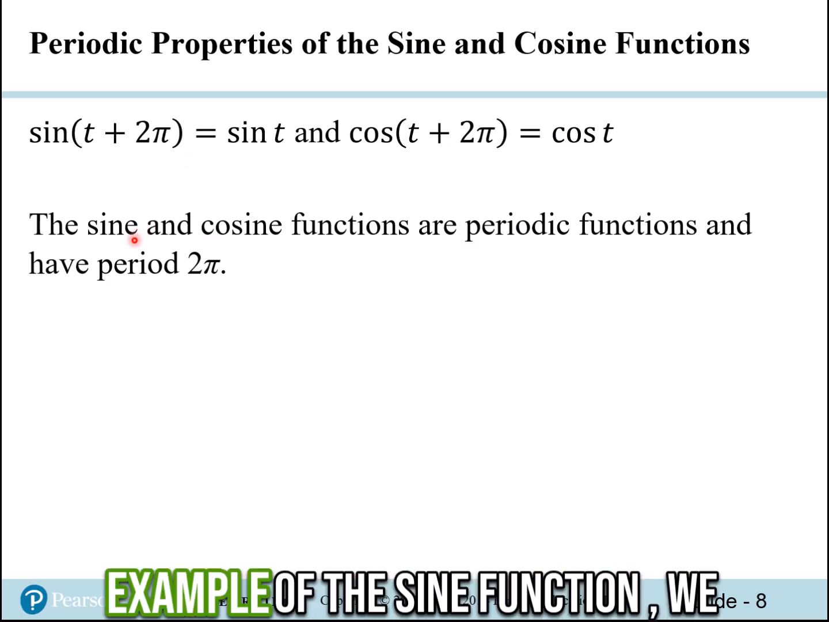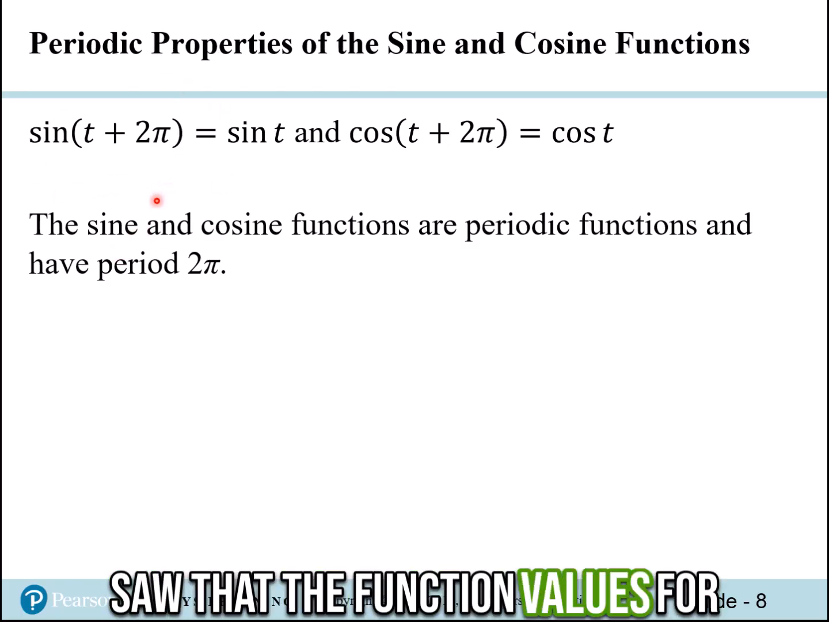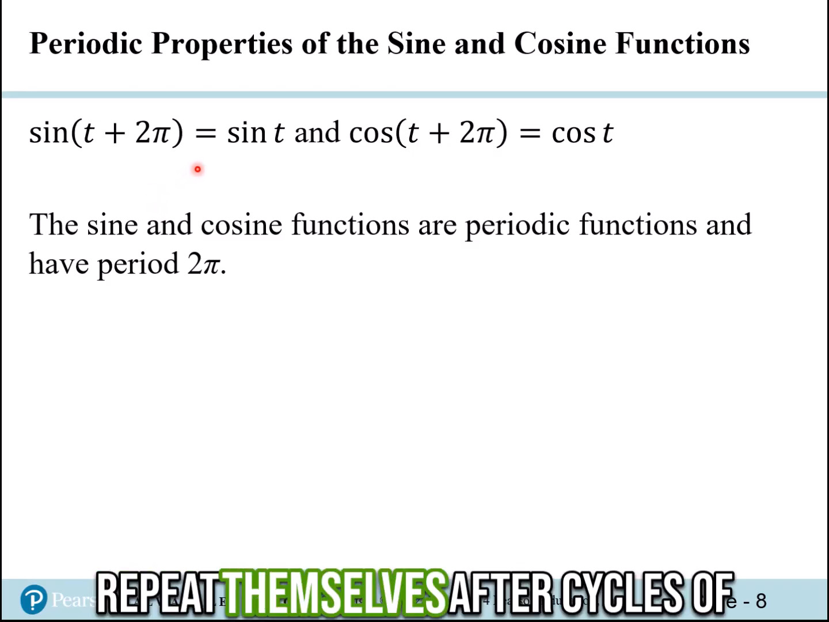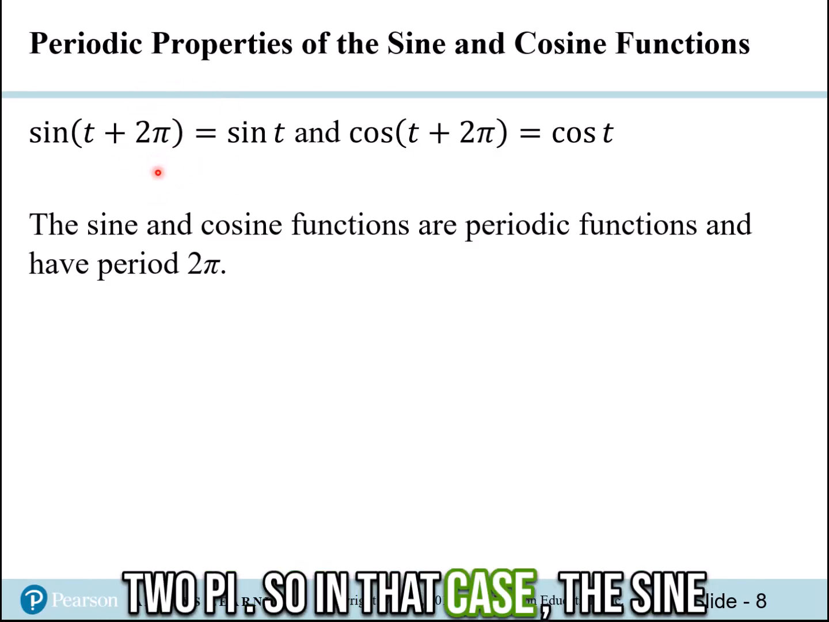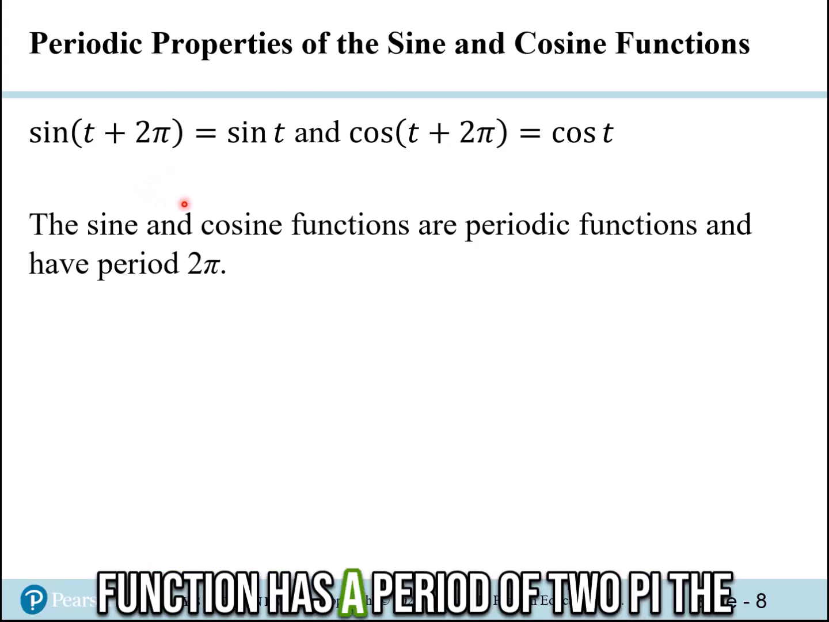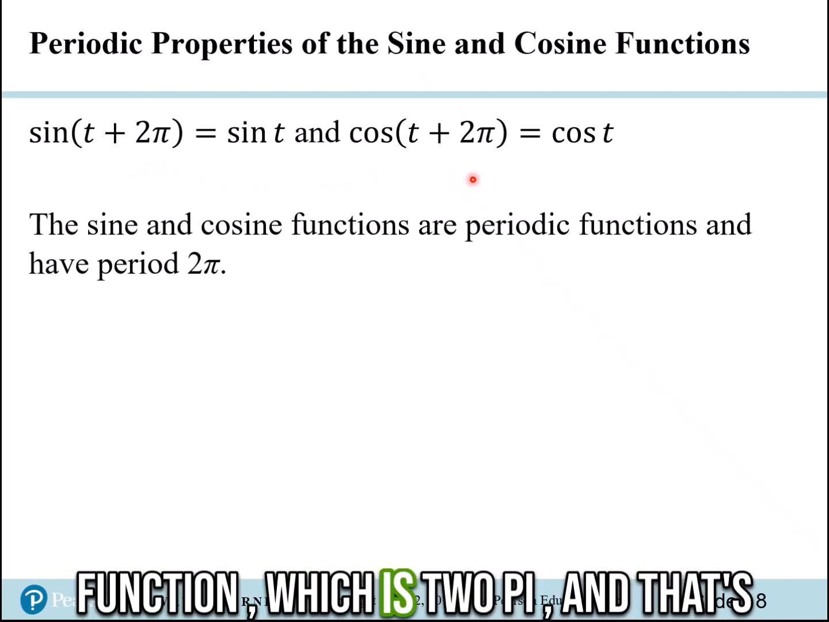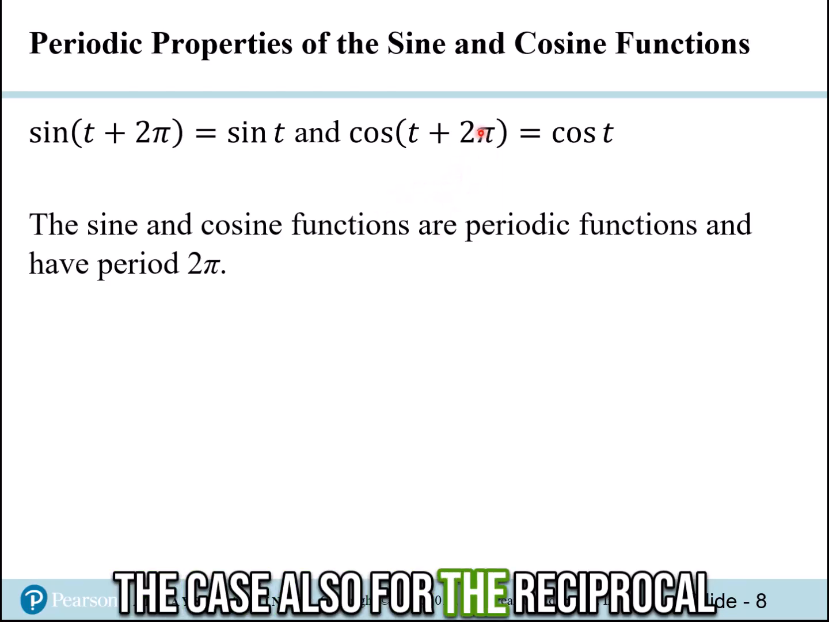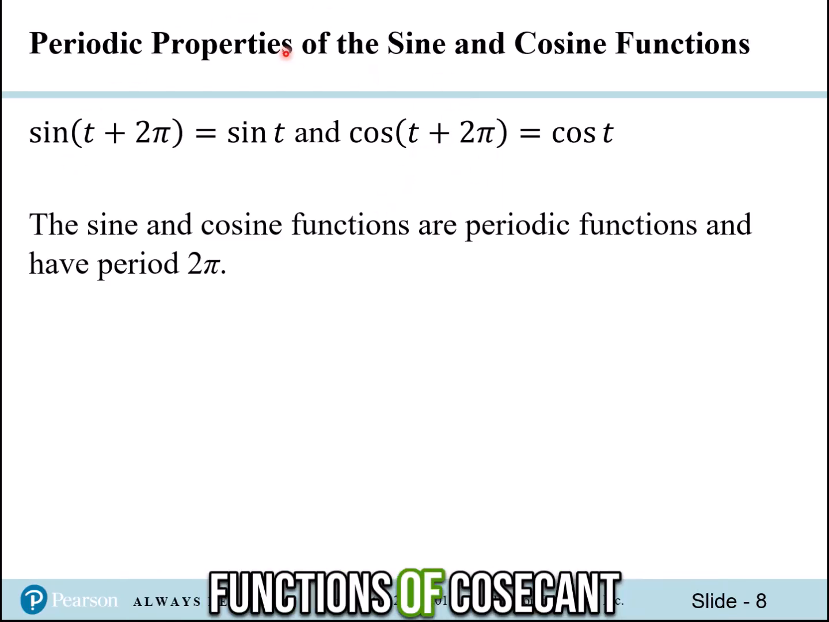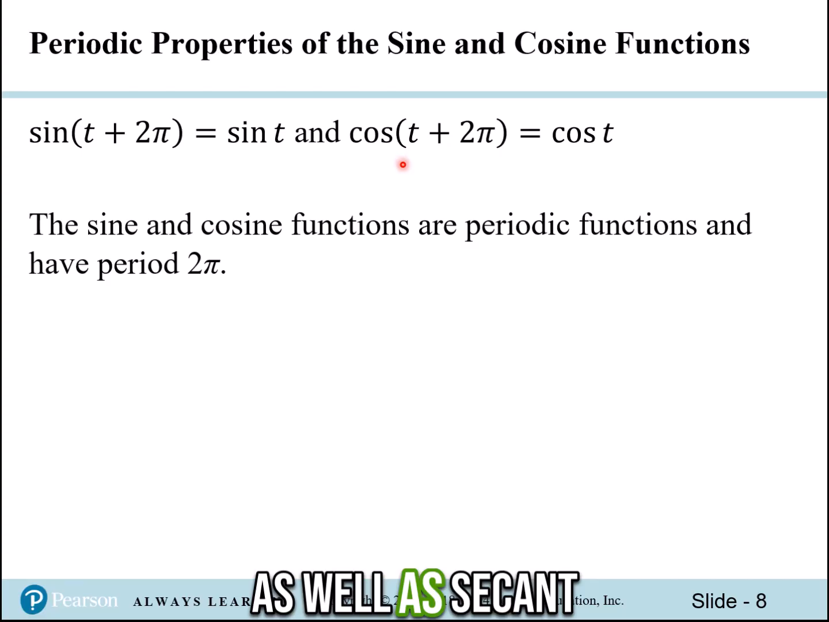Previously, in the example of the sine function, we saw that the function values for sine repeat themselves after cycles of 2 pi. So in that case, the sine function has a period of 2 pi. The cosine function also has the same period as the sine function, which is 2 pi, and that's the case also for the reciprocal functions of cosecant as well as secant.